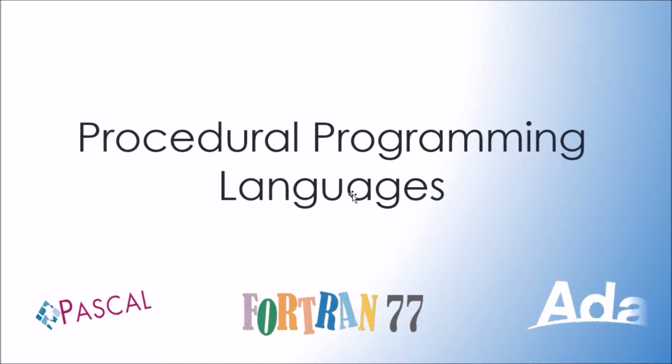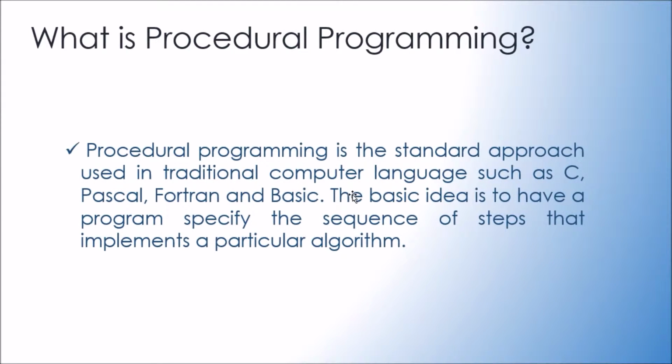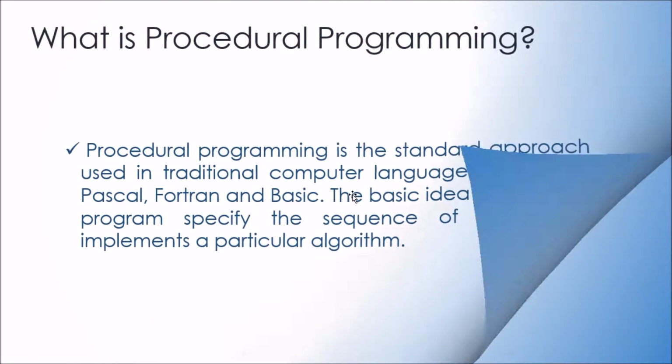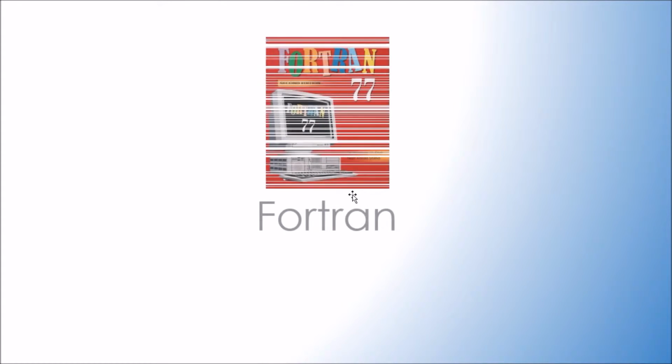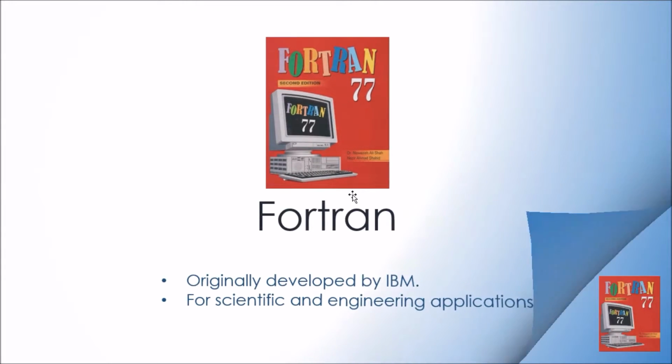Now let's discuss the procedural programming languages. Procedural programming is the standard approach used in traditional computer languages such as C, Pascal, Fortran, and BASIC. The basic idea is to have a program specify the sequence of steps that implements a particular algorithm. Fortran is the language that is selected from procedural programming languages. It was originally developed by IBM for scientific and engineering applications.